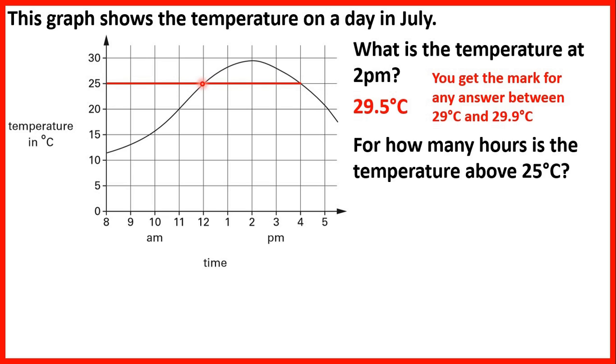We can see that this point here, where the line we've drawn meets the line on our graph, is when the temperature first goes above 25, and we can see that that's 12 o'clock. Now the temperature stays above 25 until this time, and if we draw a line down, we can see that that's 4 o'clock. So that means the temperature is above 25 degrees for 4 hours. It's above that temperature from 12 o'clock to 4 o'clock.